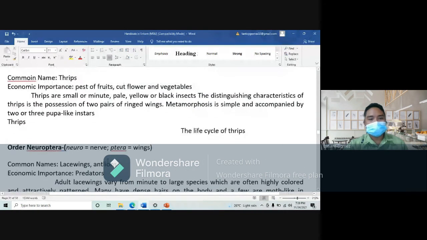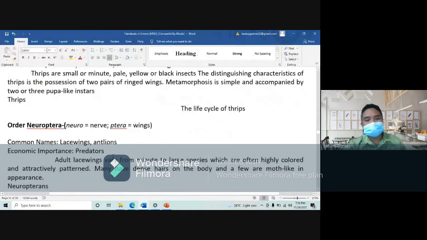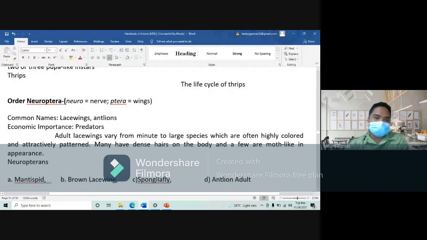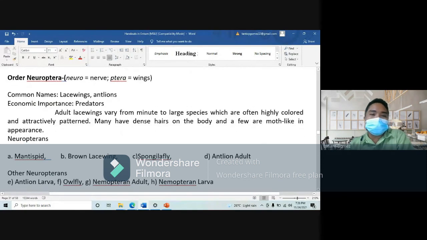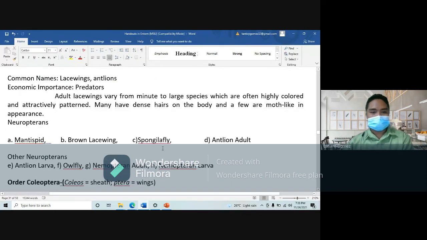The other order is Neuroptera, which consists of two words. Neuro means nerve, ptera means wings. Examples of this are the lacewings and the antlions. They serve as predators. Adult lacewings vary from minute to large species, which are often highly colored and attractively patterned. Many have dense hairs on the body, and a few are moth-like in appearance.